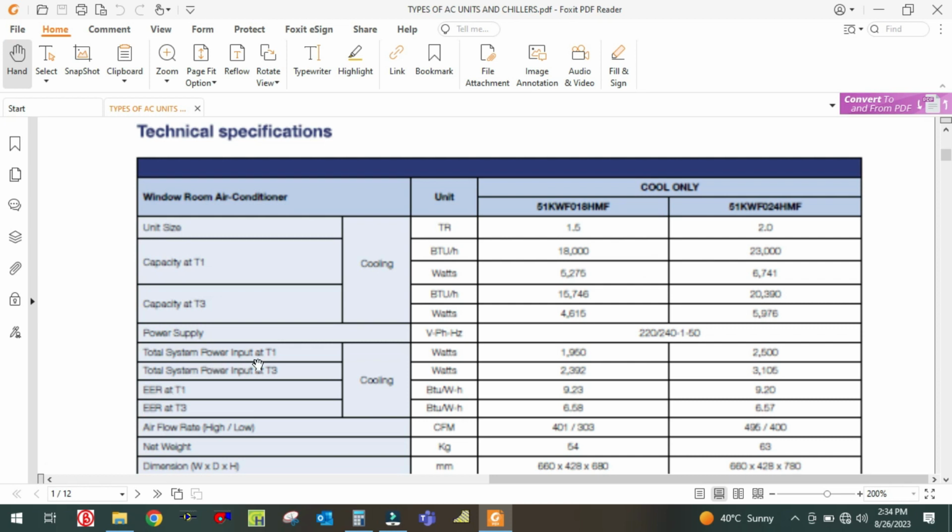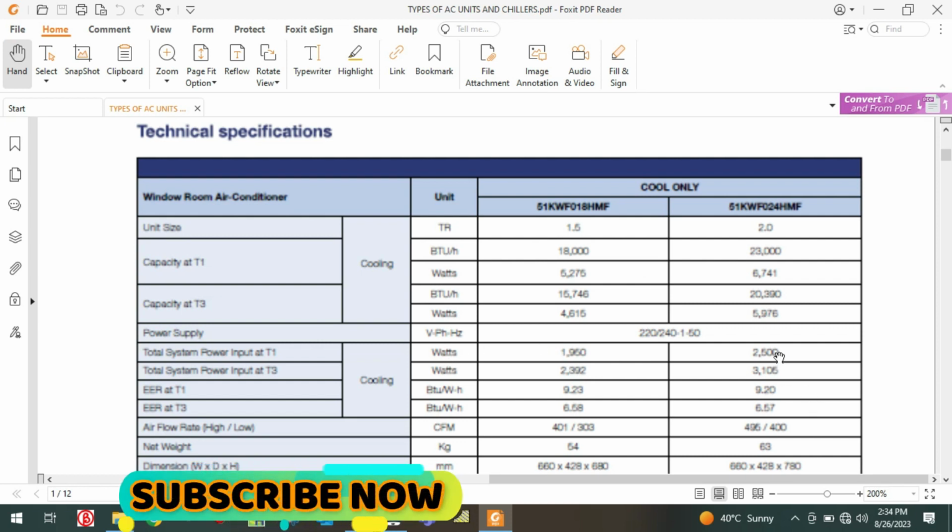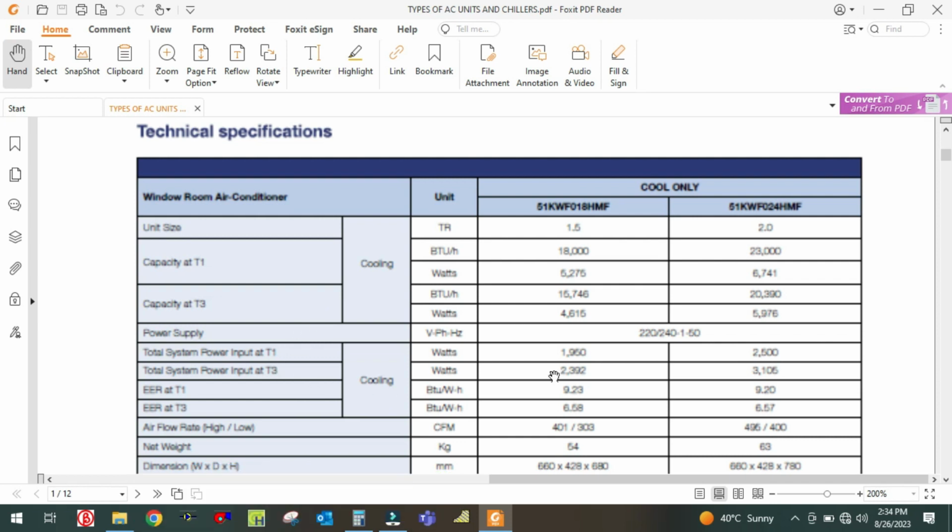Total system power is nothing but the power input at T1. If this AC runs at T1, it will give 1950 watts, and at T2 it will give 2500 watts. At T3 it will give 2392 and 3106 watts. So EER is nothing but the energy efficiency ratio.